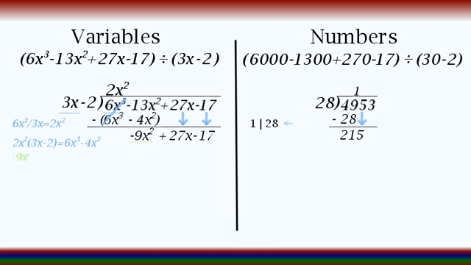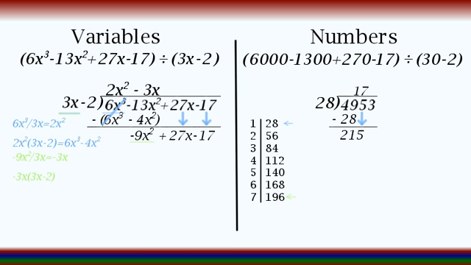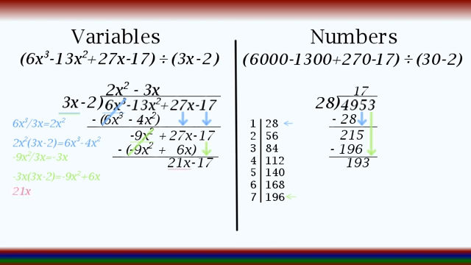Divide minus 9x squared by 3x to get minus 3x. Multiply minus 3x by 3x minus 2 to get minus 9x squared plus 6x. Subtract minus 9x squared plus 6x from the running total to get 21x. Carry through the minus 17. Repeat. Divide plus 21x by 3x to get plus 7.